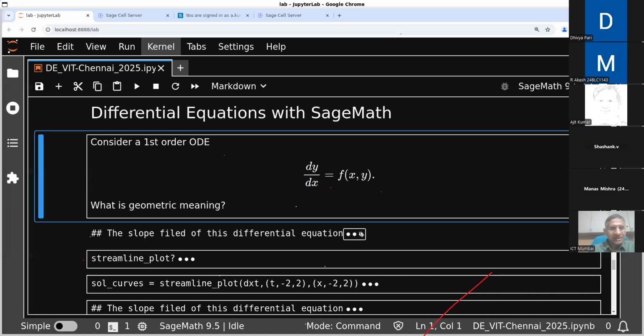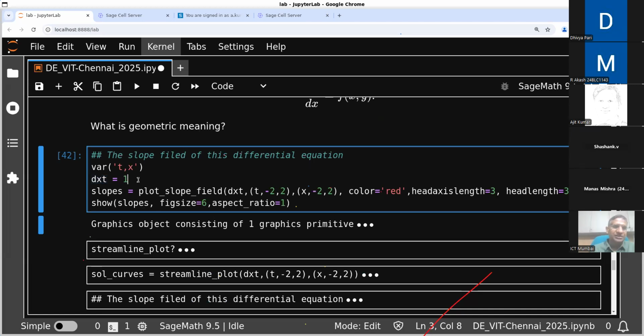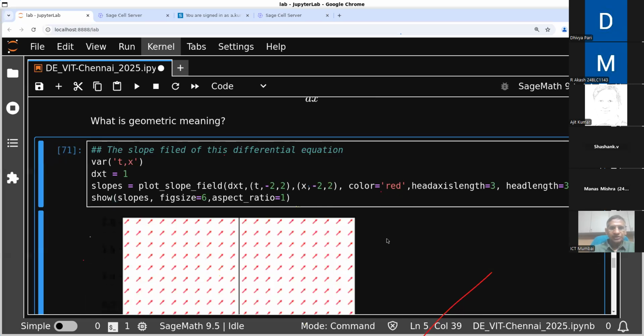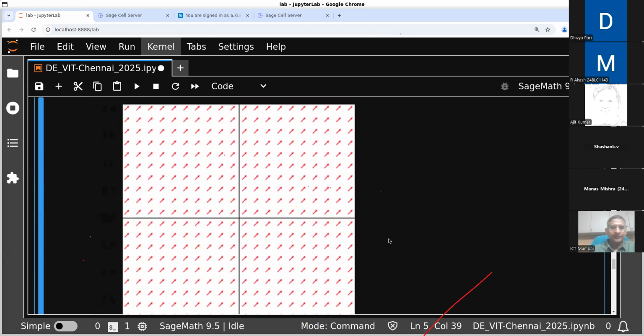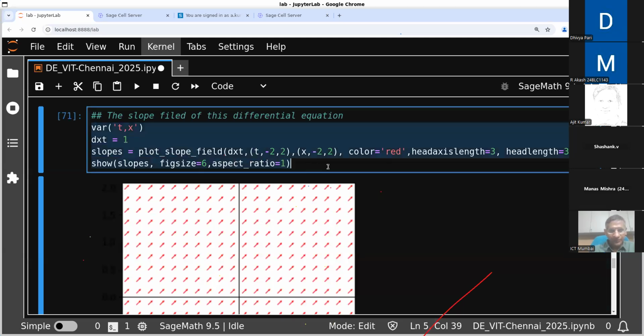So for example, suppose I have a differential equation dy/dx equal to 1, constant 1. I can plot the slope field of that. This is how it looks. Slope field, right? This is constant 1. So dy/dx is equal to 1 will have a solution y equal to x. And that is what you can see here. Okay, let me copy this.